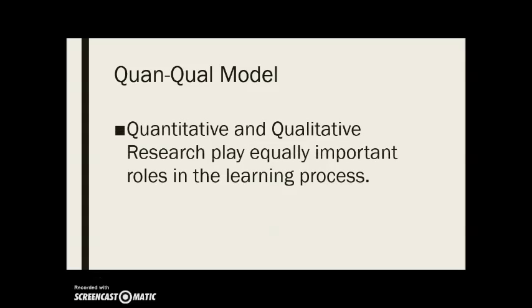The quan-qual model, with both letters being capital Q's, is the type of research that has quantitative and qualitative research playing an equal role in the learning process, such that the researcher is balancing the study where quantitative and qualitative research neither has a stronger role in the data they are collecting, but there is balance between the two as they collect and present their data in their research.